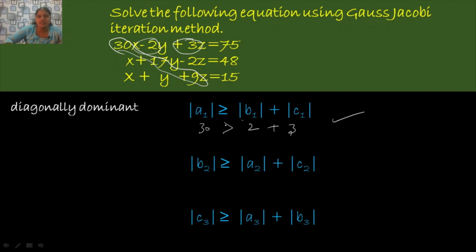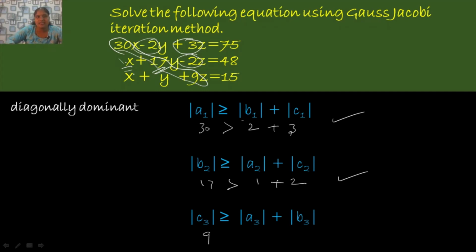Next, the absolute value of b2, which is 17. a2, the coefficient of x, is 1, that is understood. So 1 plus c2, which is minus 2, with absolute value 2 itself. So 17 is strictly greater than 3, and it satisfies the second condition. Let's move on to the third, the c3 value. c3 is 9, and the absolute value of c3 is 9 itself.